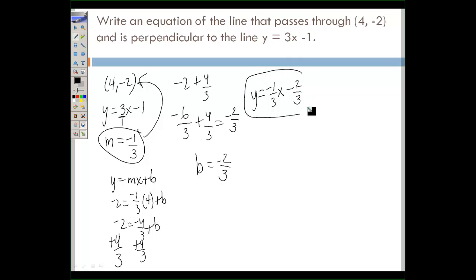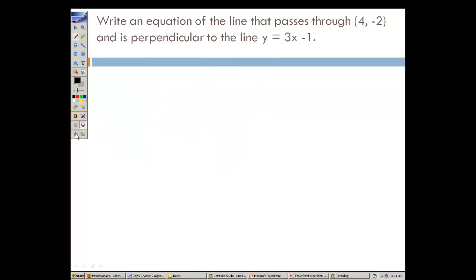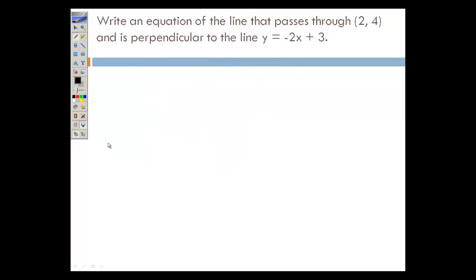This line will be perpendicular to the original line because they have opposite reciprocal slopes, and I have guaranteed that it will go through this point because that's the solution that I use to find the equation of my line.